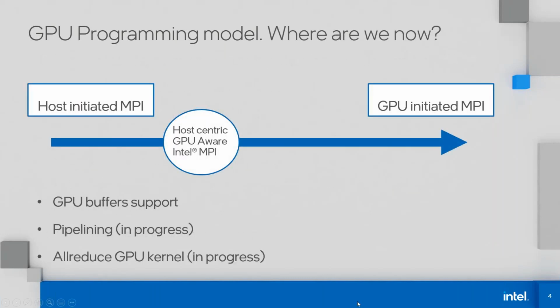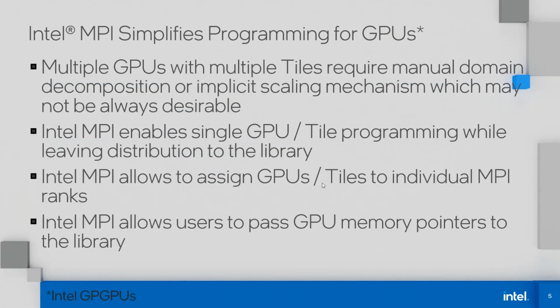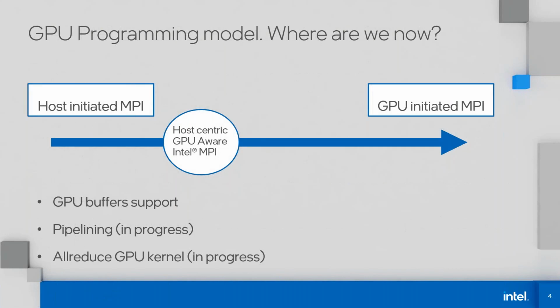And where is Intel MPI now? Now Intel MPI is host-centric GPU-aware MPI. There is support of GPU buffers, and now we are working on performance optimizations such as pipelining and reduced GPU kernel, and some other optimizations in later releases. The next step for us is going from host-centric MPI to GPU-centric MPI, to be able to call MPI primitives from a GPU kernel. But currently we are host-centric MPI.